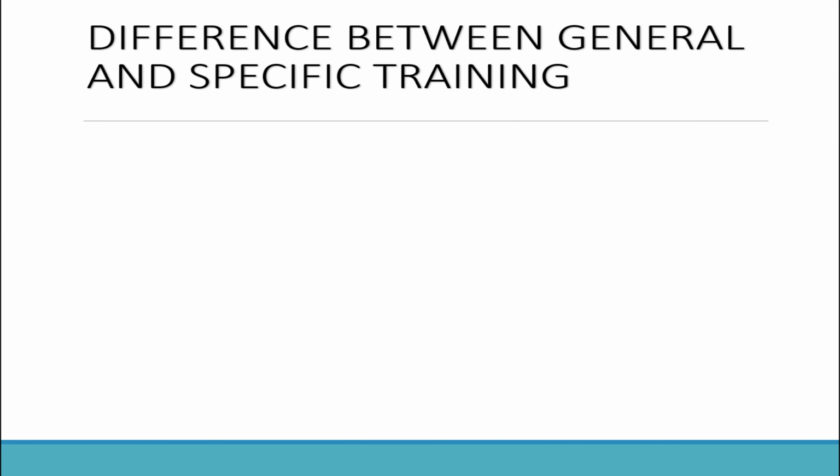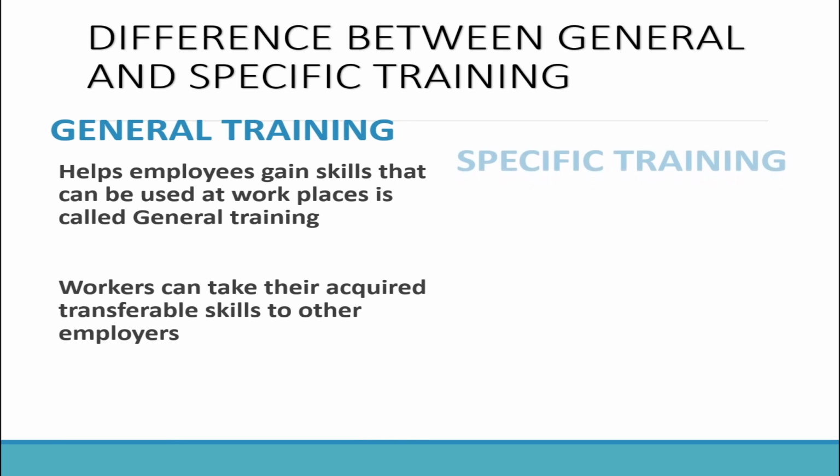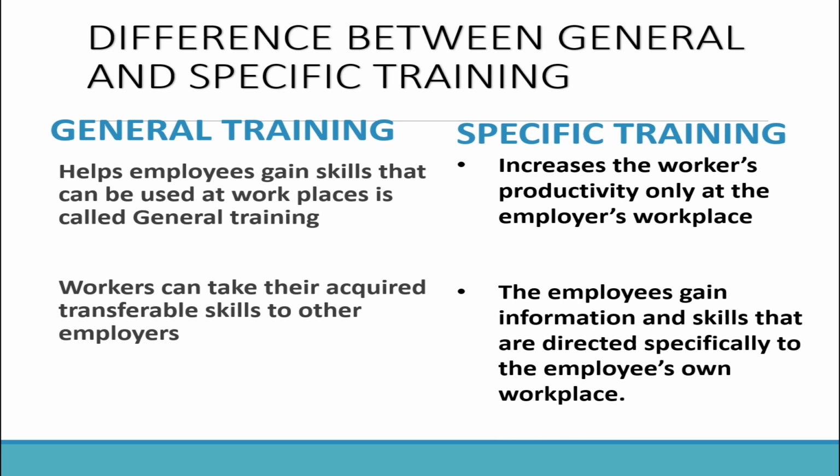Now let's discuss the difference between general and specific training. General training helps employees gain skills that can be used at any workplace. Specific training increases the worker's productivity only at the employer's workplace. In general training, workers can take their acquired transferable skills to other employers. In specific training, employees gain information and skills that are directed specifically to the employee's own workplace.